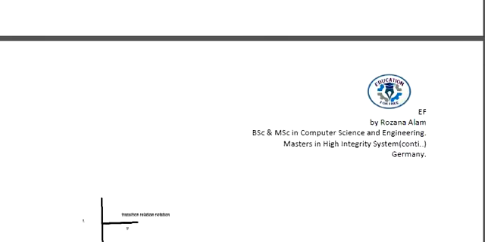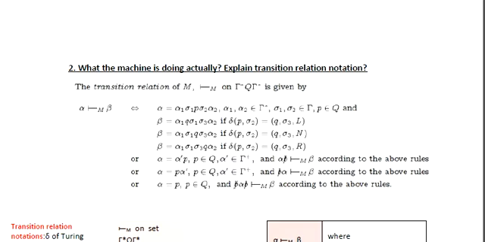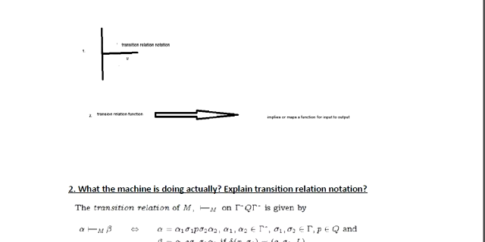So the next topic is the transition relation notation. But before that, I would like to mention that the first symbol is the transition relation notation. The second symbol is used for implies, that maps the input string to the output string of possible symbols. So this second symbol is used for the transition function.